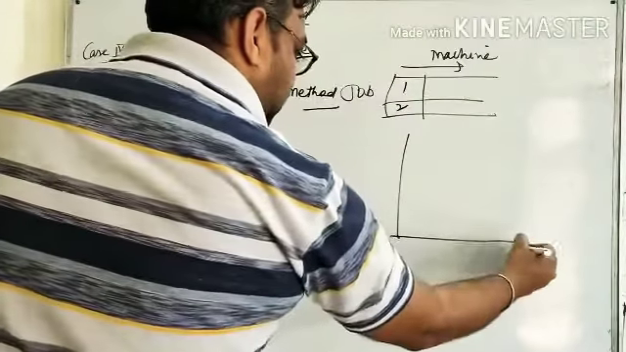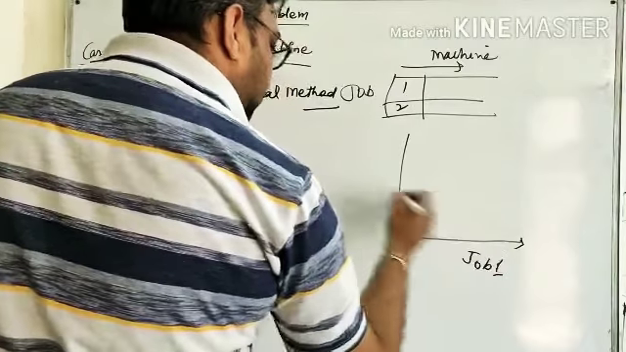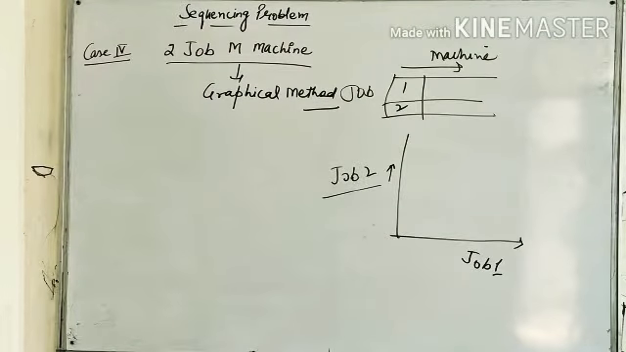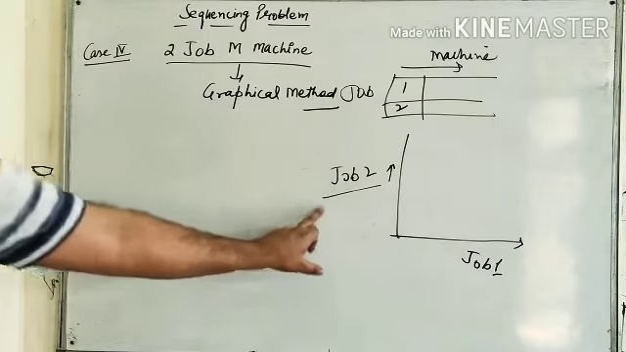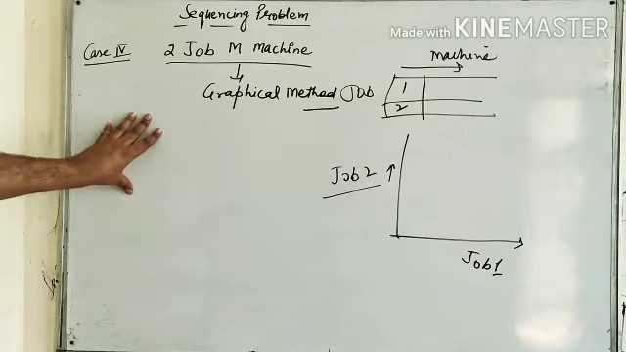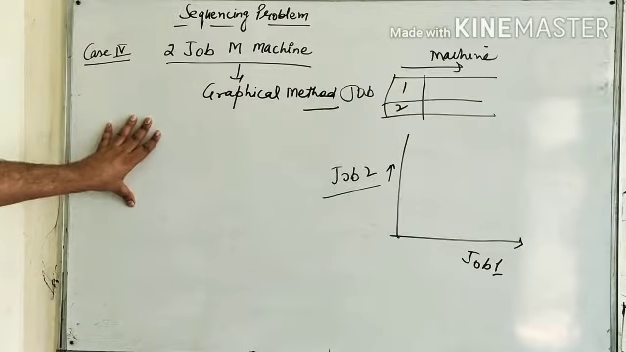a graph representing a horizontal line for job 1 and a vertical line for job 2. For the solution of a sequencing problem involving 2 jobs and M machines, we draw 2 lines, horizontal and vertical, representing job 1 and job 2 respectively. On these 2 lines, we mark the processing times of the jobs on different machines in the given order. That is, in this particular problem, job sequencing is also already given.